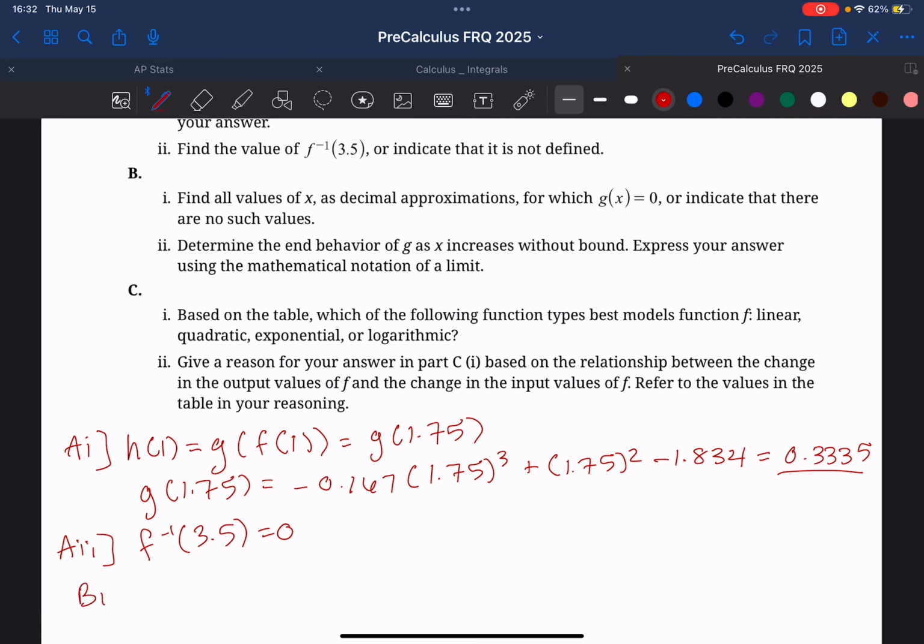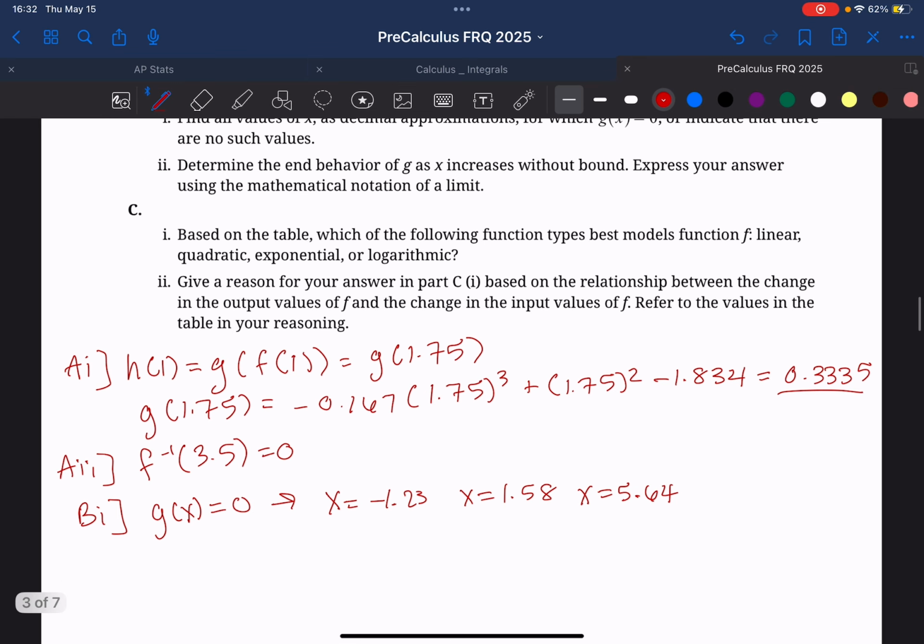Okay. B, part 1 says find all the values of x as decimal approximations for which g of x is equal to 0. So if I graph the function g of x and set this equal to 0, what I'm trying to find are the x-intercepts. So looking at the graph, I get x is equal to negative 1.23, x is equal to 1.58, and x is equal to 5.64.